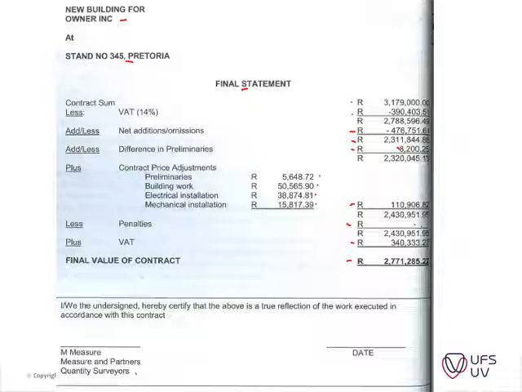And then you can see there's a place where it can be signed. Usually what we do is we have 4 signatures, one where the QS measures, the principal agent measures, and the contractor measures signs, and then the client signs also as the final on the final statement.